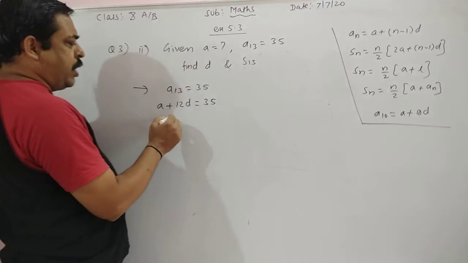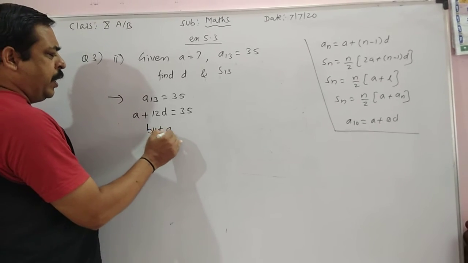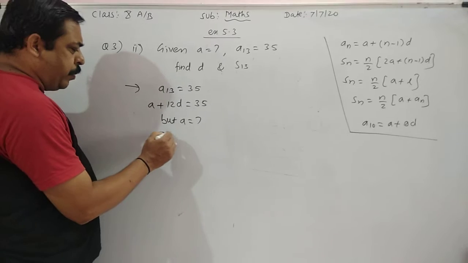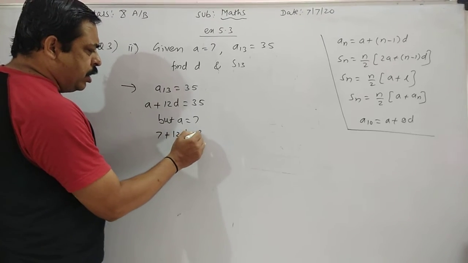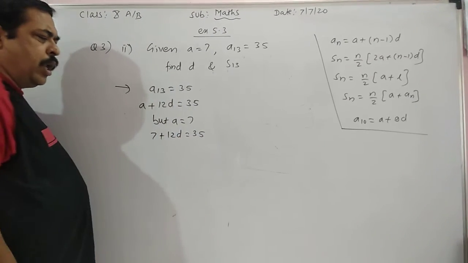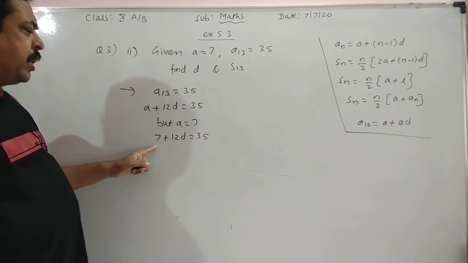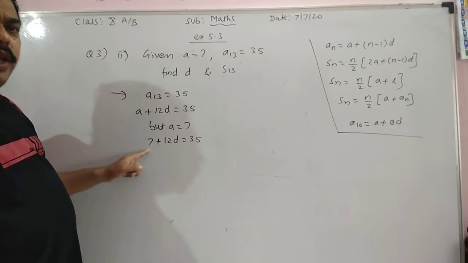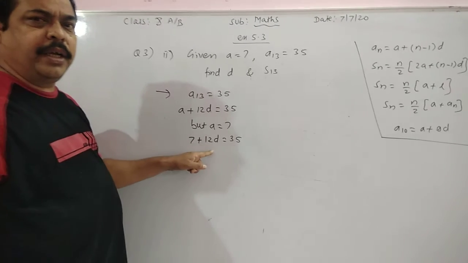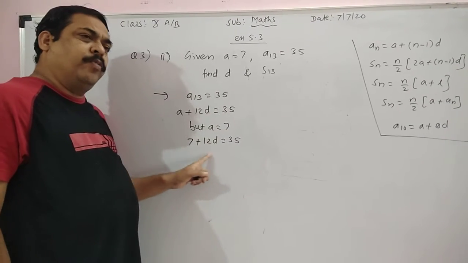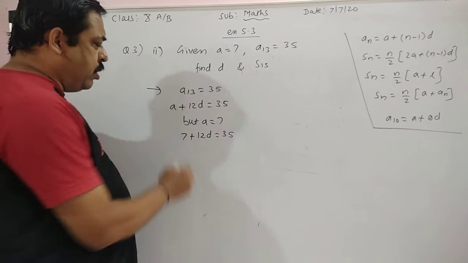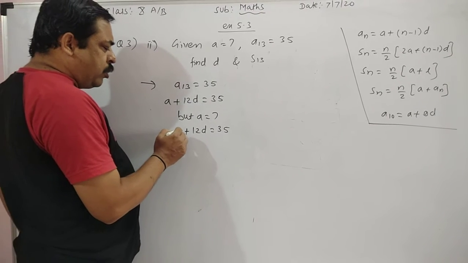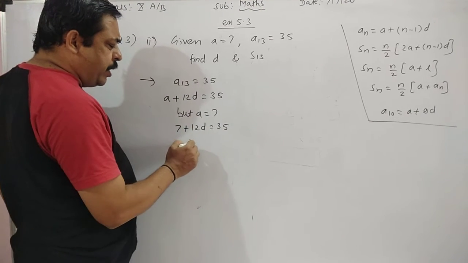The value of A is 7. Substitute that value. 7 plus 12D equal to 35. Here also many students make a mistake. They add these two values, 12 plus 7, 19D. But we can't add those two values because they are not like terms. Therefore, we have to shift that 7 towards the right side.